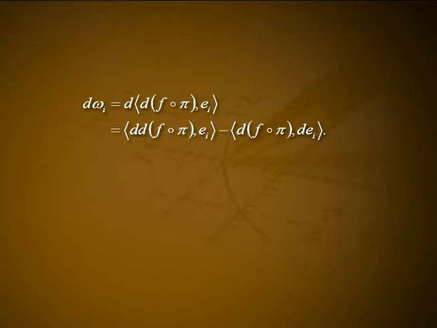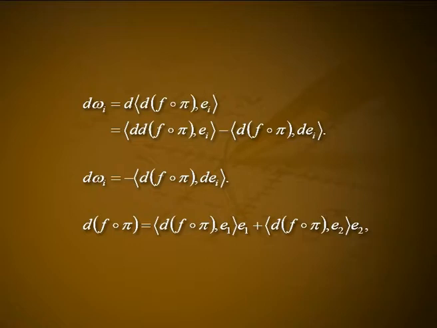Hence, dωi is equal to d⟨d(f∘π), Ei⟩, which is equal to ⟨d(d(f∘π)), Ei⟩ minus ⟨d(f∘π), dEi⟩. So dωi is equal to minus ⟨d(f∘π), dEi⟩. But d(f∘π) is equal to ⟨d(f∘π), E1⟩E1 plus ⟨d(f∘π), E2⟩E2, since E1(mv) and E2(mv) form an orthonormal basis for df(TmM) for each mv element of S(M). Thus, d(f∘π) is equal to ω1E1 plus ω2E2.